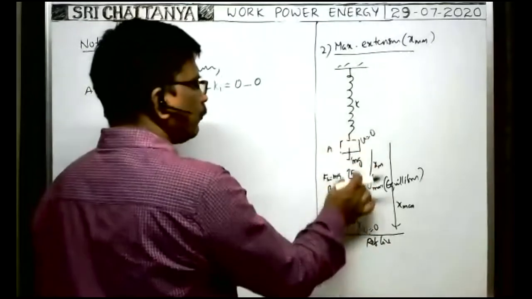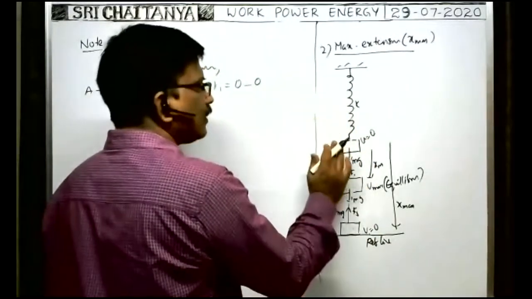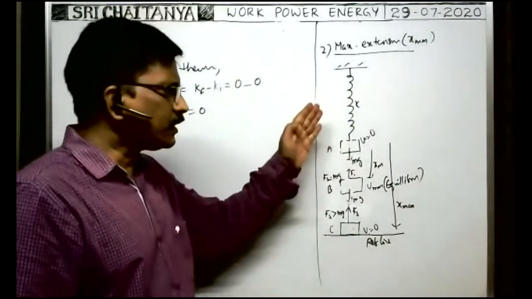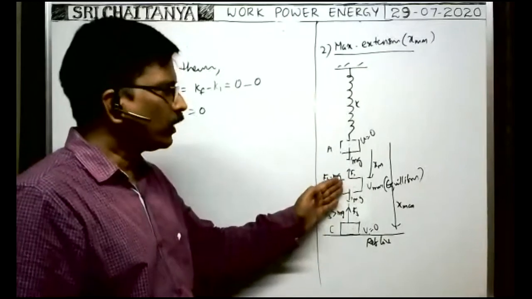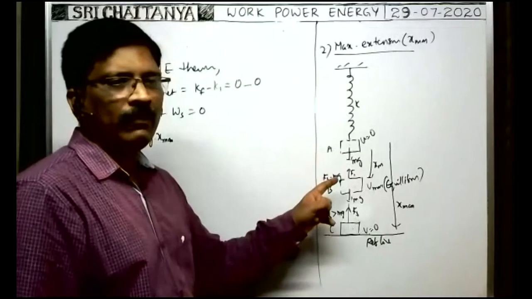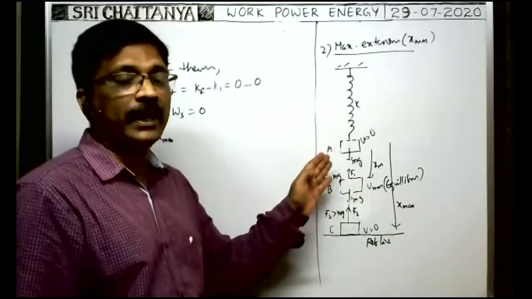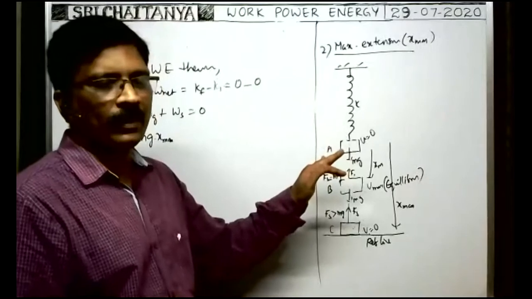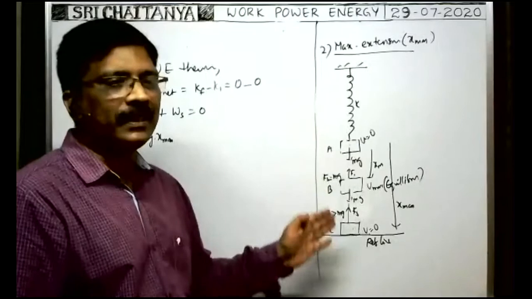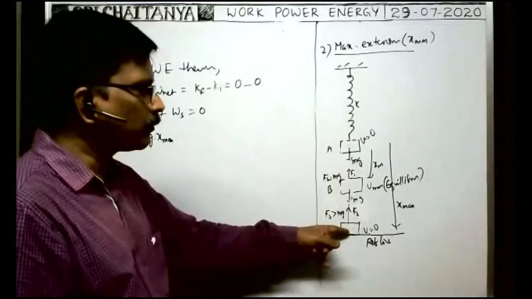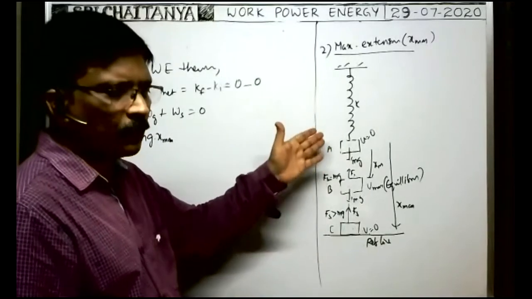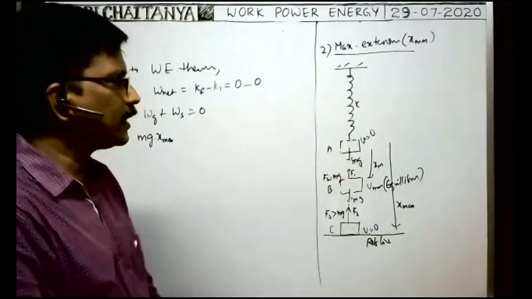Whatever the work done by the spring force, the equivalent energy is stored in the spring as potential energy. Here we see, spring force is a conservative force. Whenever the block comes down here, work done by spring force is negative. When work done by the conservative force is negative, then potential energy increases. Already I said, when work done by conservative force is positive, potential energy decreases. Here, whenever the block comes down, spring force acts on the block in upward direction. So work done by the spring force is negative. That's why potential energy is increased.